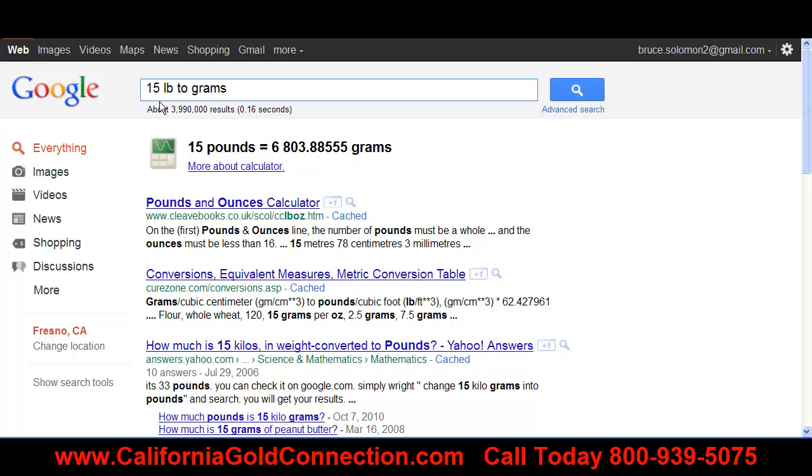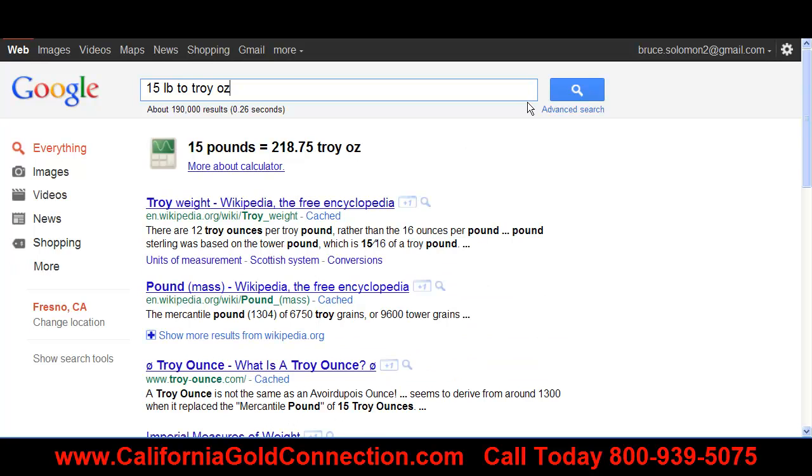This is what a lot of you will be doing, especially those of you that have a lot of silver. You'll be putting it on a bathroom scale and trying to convert it to grams or ounces. Again, if we're converting ounces, we want to make sure we do troy ounces. And so there you've got 218 troy ounces. So that's how you use the calculator.